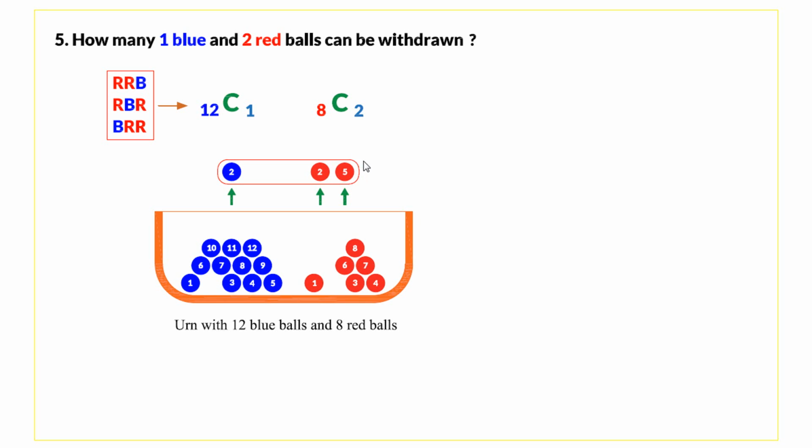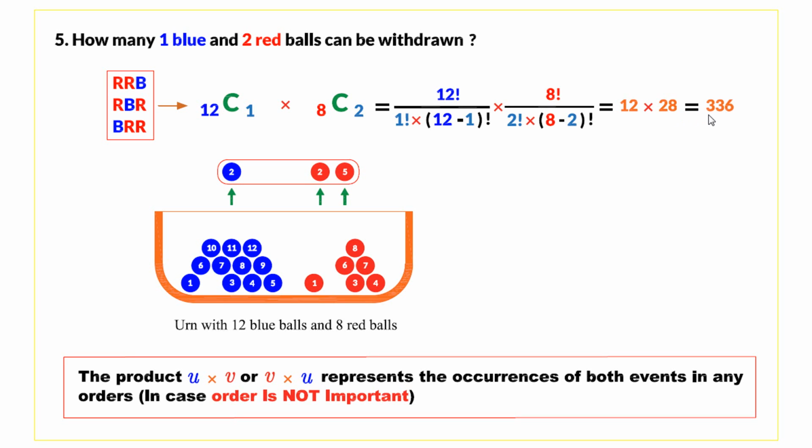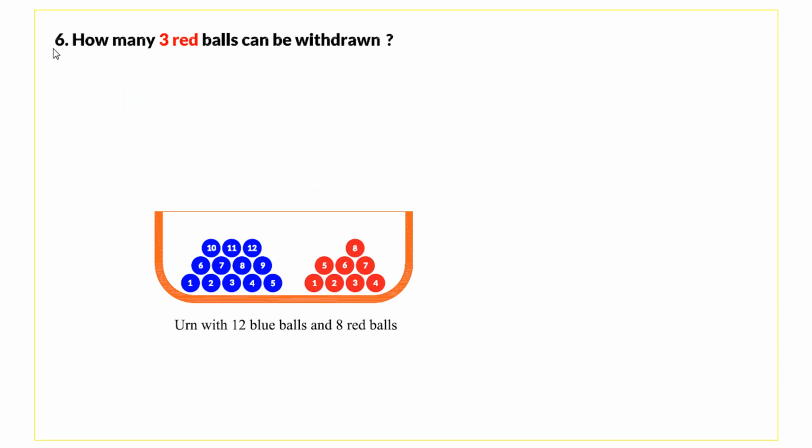And in how many ways we can pick up 2 red out of 8, and that is 8 combined 2. Now again we apply the multiplication principle in order to combine 1 blue with 2 reds in any order, and we get 12 times 28, and we have here 336 possible outcomes for the case of combining 1 blue with 2 red.